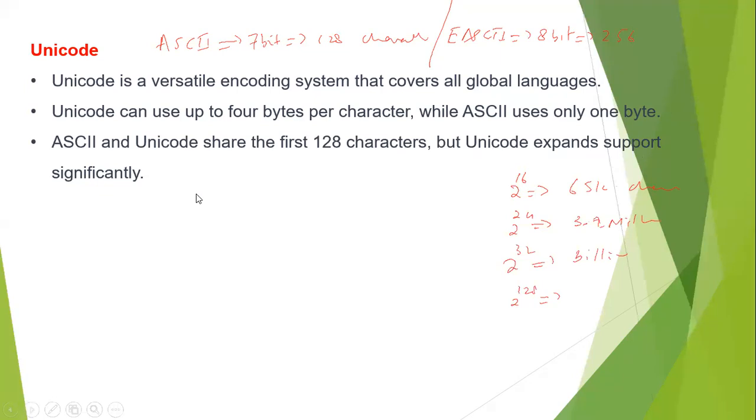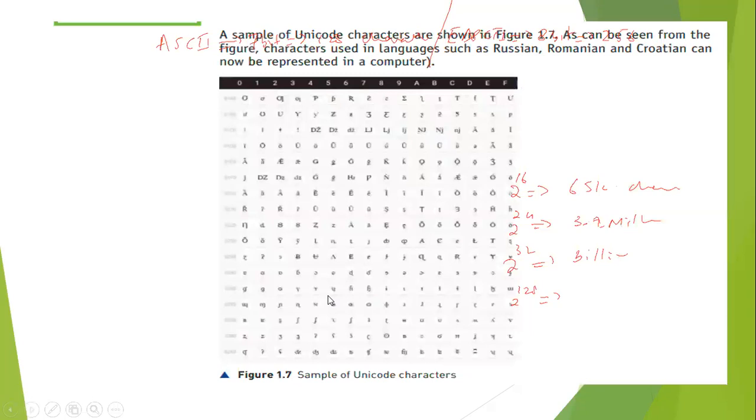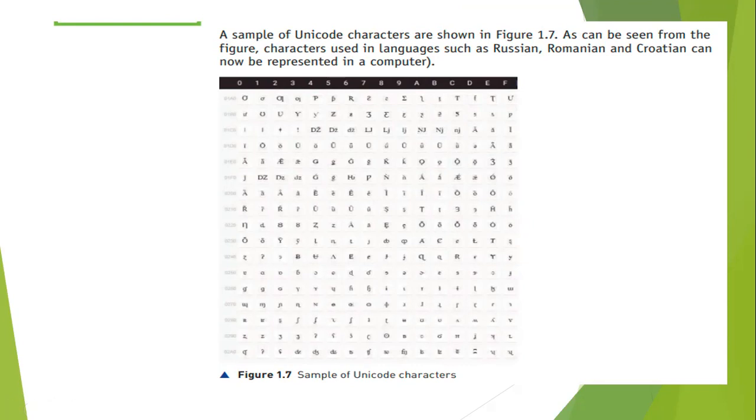Now it says ASCII and Unicode share the first 128 characters. Both are the same, but Unicode expands support significantly because it can support 16-bit, 24-bit, 32-bit, even 64-bit, later on 128. Here you can see the list of characters given by Unicode. A sample of Unicode characters is shown in figure 1.7. As can be seen from the figure, characters used in languages such as Russian, Romanian, and Croatian can be represented in a computer. So every kind of language can be supported by computer, and for that purpose they have made the character set Unicode.